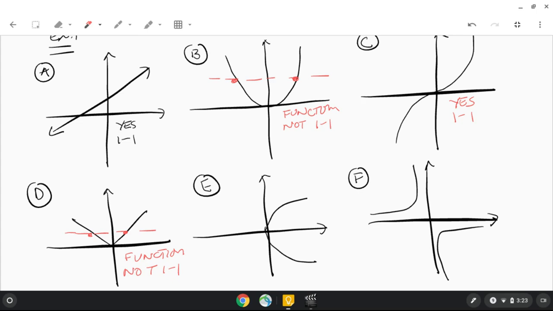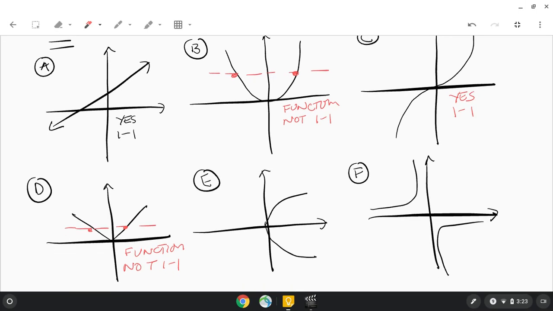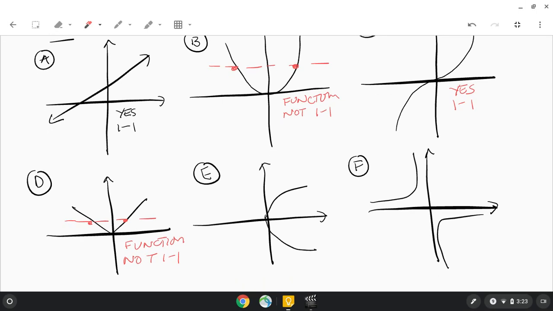Okay, and then let's take a look at E. Does it pass the vertical line test? No. It doesn't pass the vertical line test because it crosses in these two places right here. So E is not even a function, so we don't even have to check if it's a one-to-one function because, well, it's not even a function.